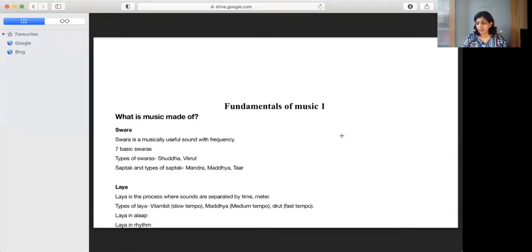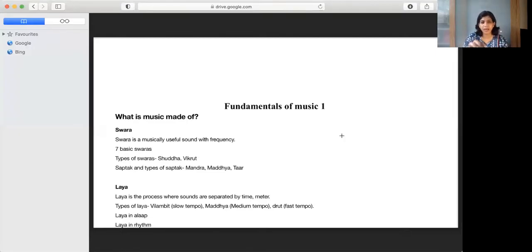Sa is Shadja, Re is Rishabha, Ga is Gandhar, Ma is Madhyama, Pa is Panchama, Dha is Dhaivata, Ni is Nishad, and Sa is Shadja. So these are the names of the swaras. Each swar has a different frequency. I'll also demonstrate these swaras to you.